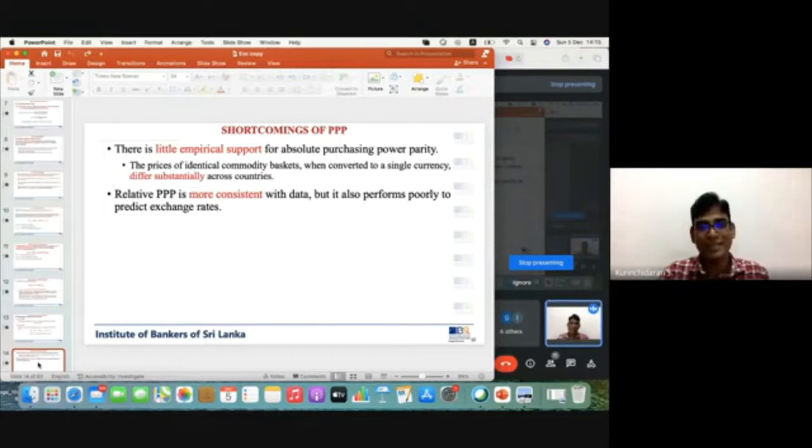Based on the empirical results, the prices of similar goods, if you convert into a single currency, differ substantially, right? You might also have seen this in your experience when you go to other countries and check the prices, you don't get the same price. But the evidence shows the relative purchasing power parity is more consistent with data.